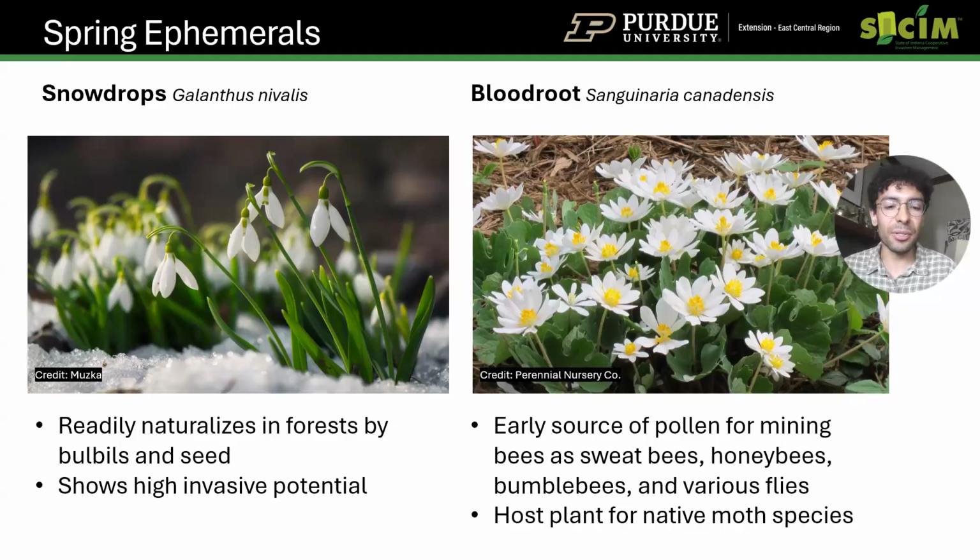I settled on bloodroot. There's a lot of lovely spring ephemerals that have white flowers that are going to be blooming shortly after the snowdrop, so that's early spring, late March into May. With the bloodroot in particular, they're a really good source of pollen: mining bees, sweat bees, honeybees, a lot of different flies. A lot of these early season pollinators that are out and about in April are really going to benefit from having this plant around.